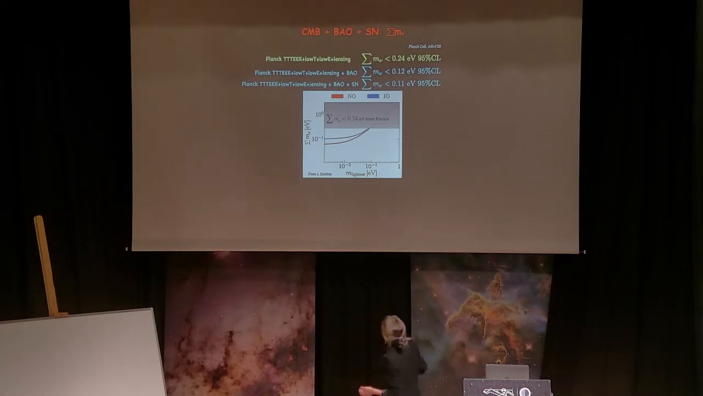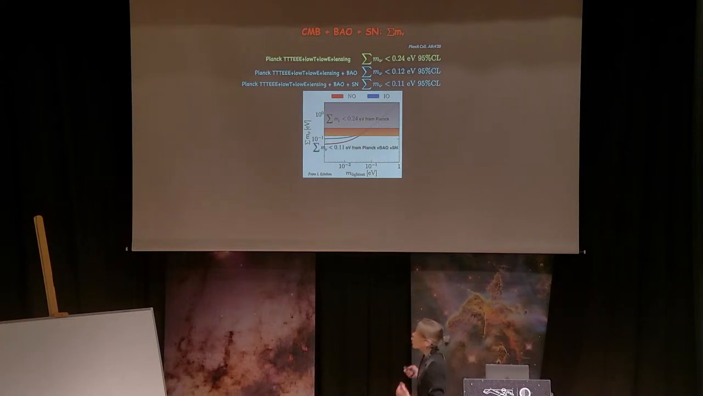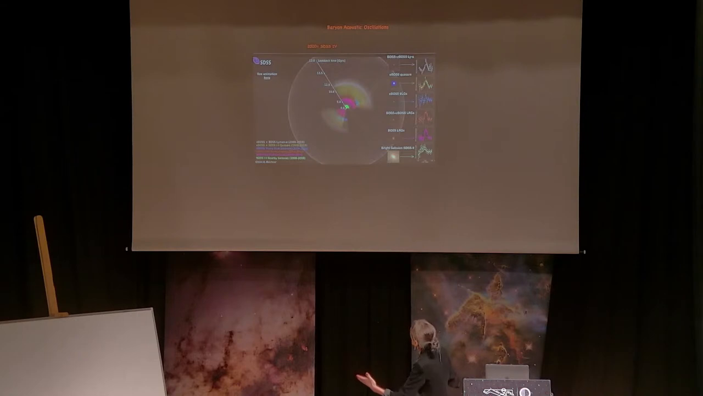So, what does it mean? Here we have the sum of the neutrino masses versus the mass of the lightest mass eigenstate, that could be even zero, okay? And these are the predictions from neutrino oscillations for the normal and inverted hierarchy. From 0.24 eV, if we add large scale structure, we go to 0.12 eV. And if we also add supernovae, we go down to 0.11 eV. Imagine, 0.11 eV. So we are really, really close. But now we have even more good news.